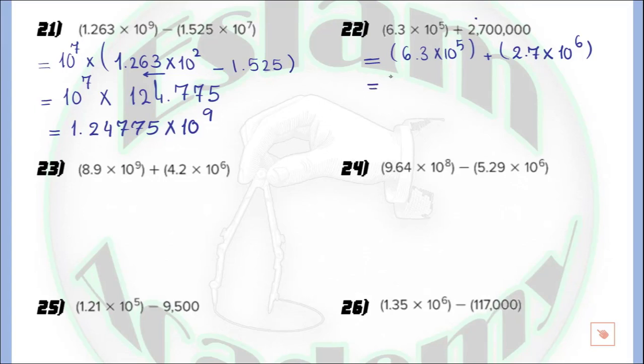Now the smallest power that we have here is 10 to the power 5. That will be a common factor. Now just write the first number, which is 6.3; 10 to the power 5 divided by 10 to the power 5 equals 1. And you just write 2.7, then 10 to the power 6 divided by 10 to the power 5 equals 10, so just multiply it by 10. Now we will just write 10 to the power 5 times. By multiplying the numbers using the calculator, you'll find that the answer now will be equal to 33.3.